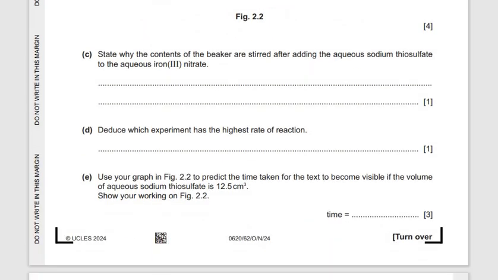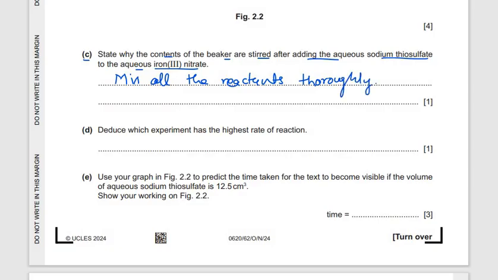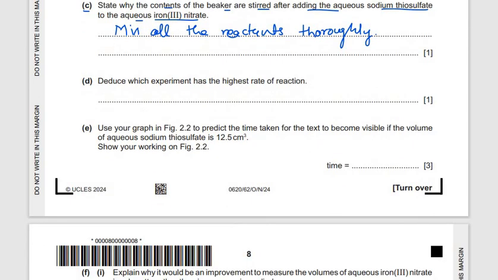Now let's go ahead with this C question. State why the contents of the beaker are stirred after adding aqueous sodium thiosulfate to aqueous iron(III) nitrate. The only common reason for this is to mix all the reactants thoroughly so that they can react easily. So mix all the reactants thoroughly. We keep on shaking or stirring the mixture so that the reaction goes ahead.